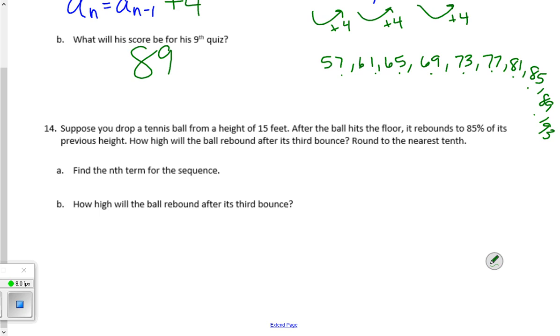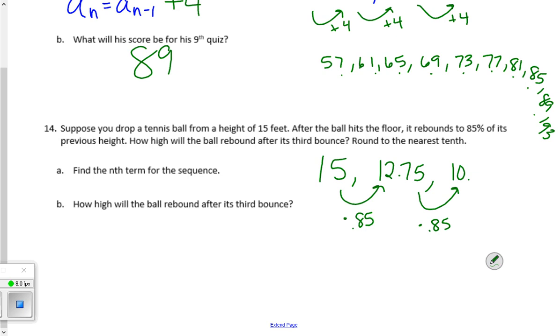Okay, another one. Suppose you drop a tennis ball from a height of 15 feet. After the ball hits the floor, it rebounds to 85% of its previous height. Okay, 85% of something, you do 0.85 times that number. So before we figure out the next height, we need to multiply it by 0.85. If you got a calculator, you should get 12.75, right? You could do it again to figure out the next one, multiply by 0.85. We get 10.8375. Again, we could keep this going and going and going.